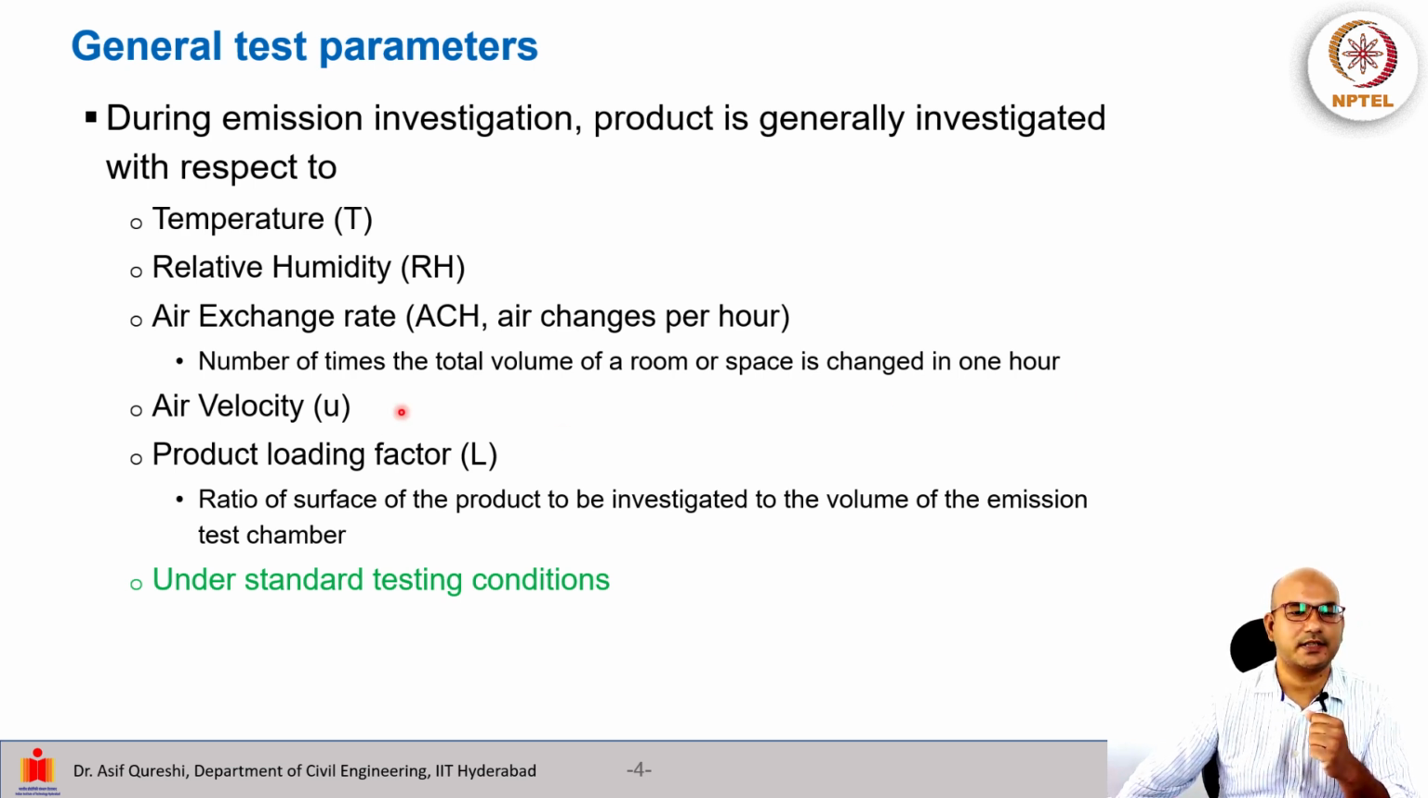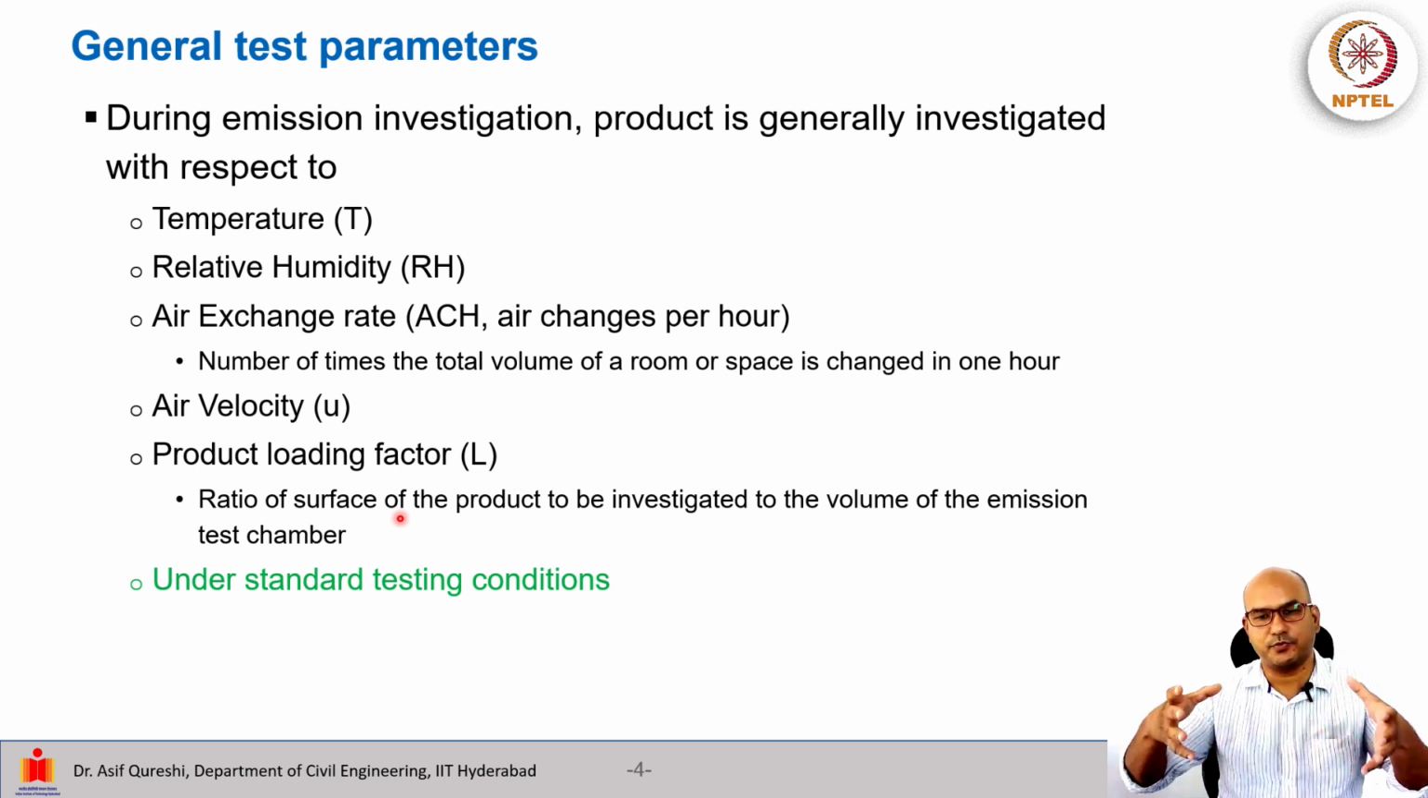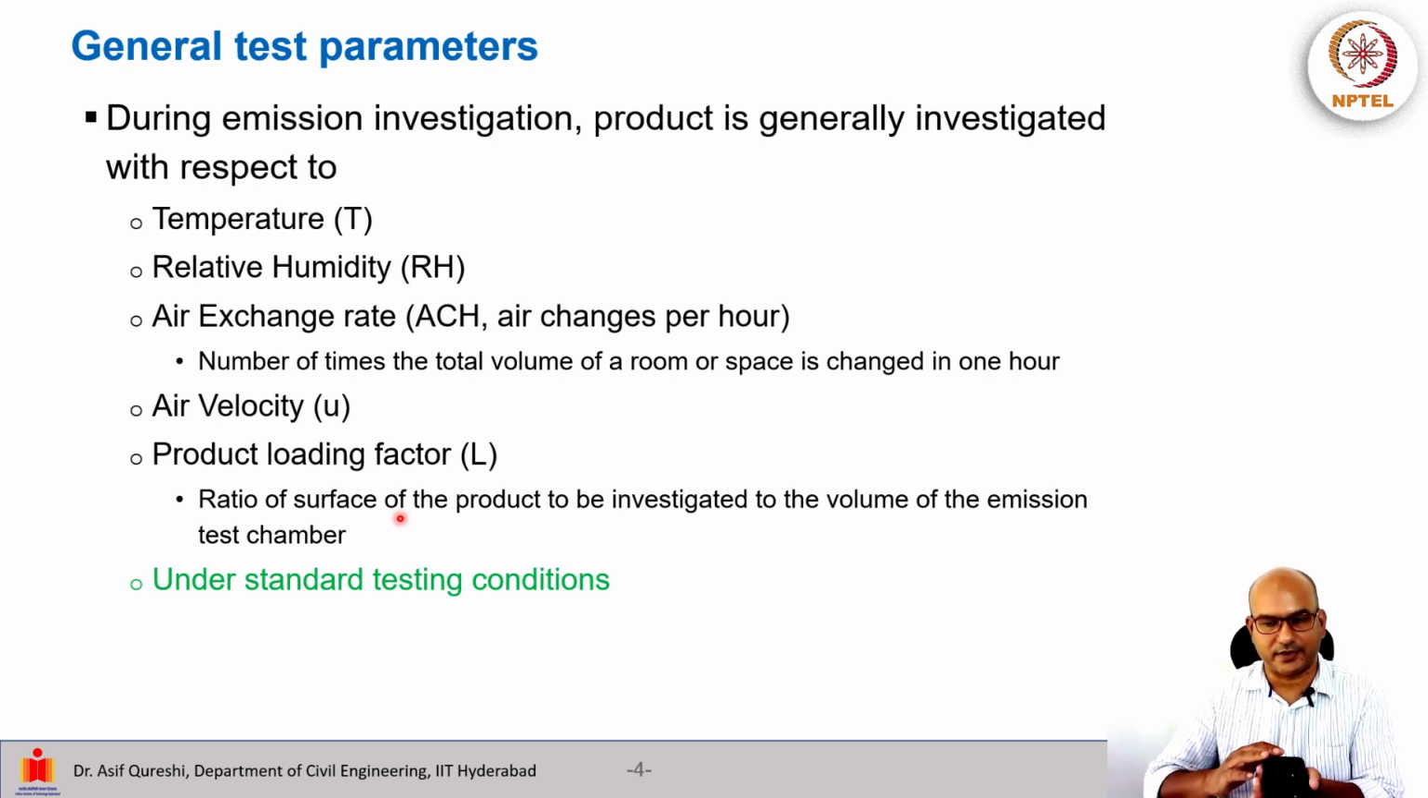The air velocity, the product loading rate, which is basically the ratio of the surface of the product to be investigated to the volume of the emission test chamber. So if I have a cube box and this is my test surface, this is the surface area and we cover all the area within the room. So the volume of the room, the surface area of this building block divided by the volume of the chamber, that would be our product loading factor, and then we have the standard testing conditions.